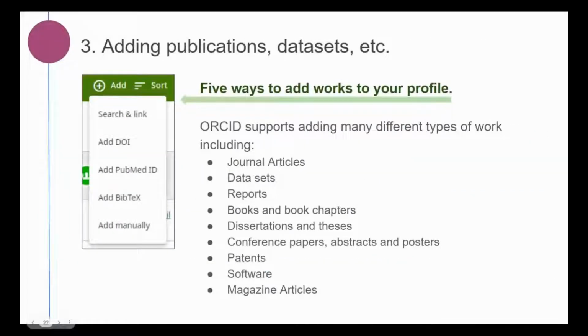All right. So when it comes to adding works, there are 5 different ways to add things to your profile. They make it really, really easy. And they support adding a lot of different types of work, which is one of the reasons we like ORCID. They support not just journal articles, but data sets, reports, books and book chapters, patents, software, magazine articles, newspaper articles, conference papers. Any work that you've created that you want to put an ORCID ID on, you can probably enter in your ORCID profile.